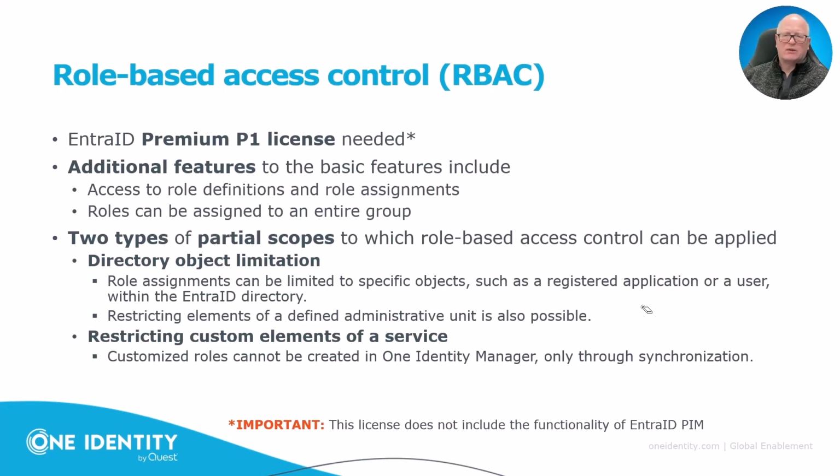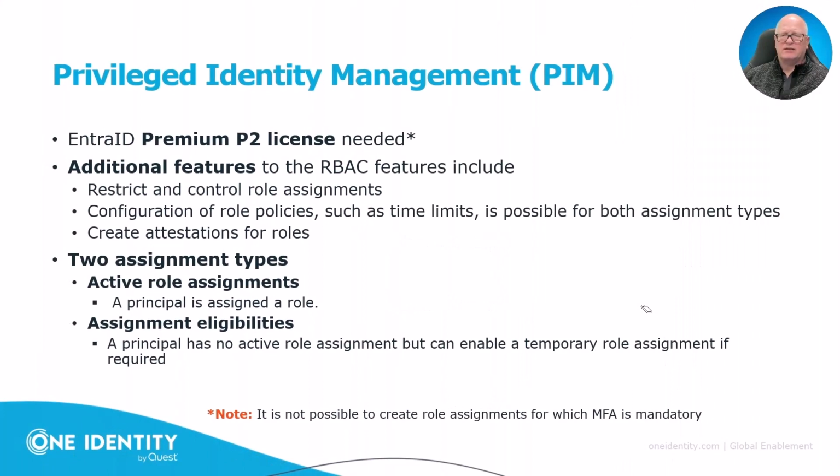Last but not least, the other option, restricting custom elements of a service. Here, the custom roles can be created in the Identity Manager and they can be maintained and handled only through synchronization. And as you easily can see, the Premium P1 license at the end does not allow the Entra ID PIM stuff. Therefore, you need the P2 license. Here we are. The P2 license covers everything. That means RBAC plus PIM. That is what I mentioned before. As additional features to everything we have discussed, you get restrict and control of role assignments.